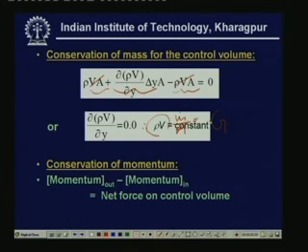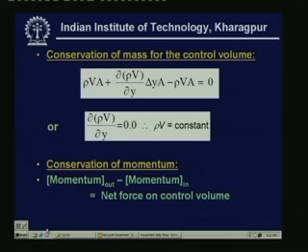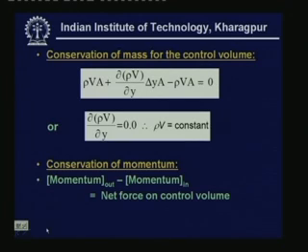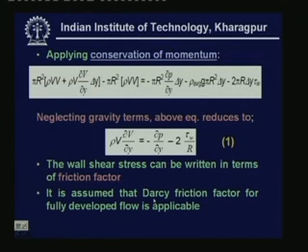Now, next we have to apply conservation of momentum. What is the conservation of momentum? It simply states that momentum out minus momentum in, that means momentum at the outlet of the control volume minus momentum of the fluid at the inlet to the control volume, is equal to the net force acting on the control volume. This is a statement of conservation of linear momentum. So, we apply the conservation of momentum now.